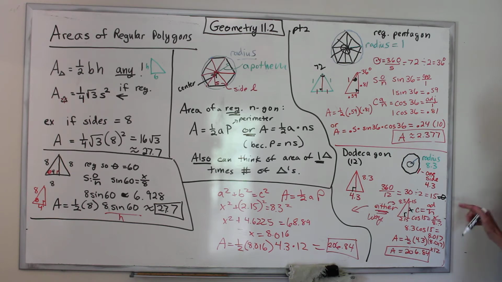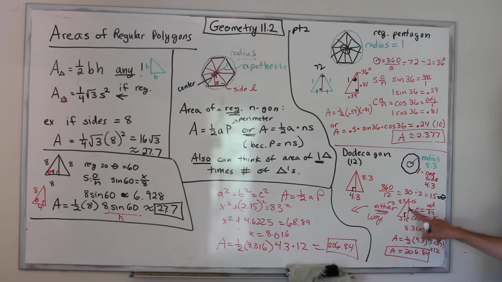So x is on the line, being divided by 8.3. So I do the opposite and multiply both sides by 8.3. So I get that this height, or this adjacent, is 8.3 cosine 15, and that's 8.017.